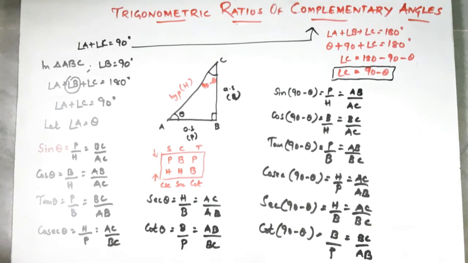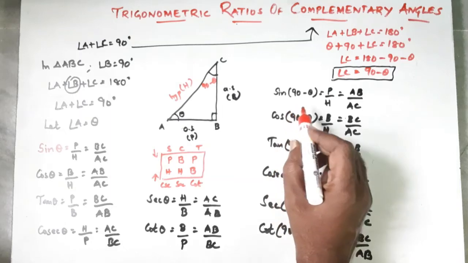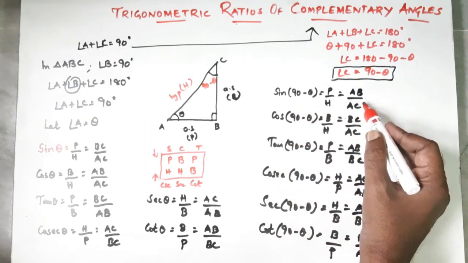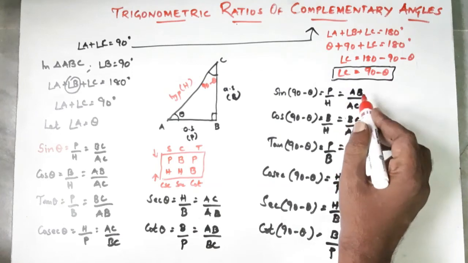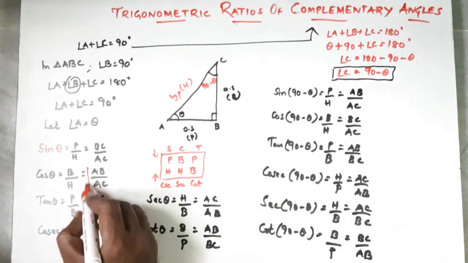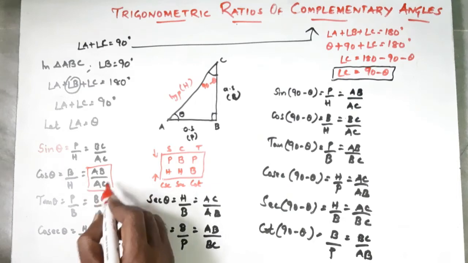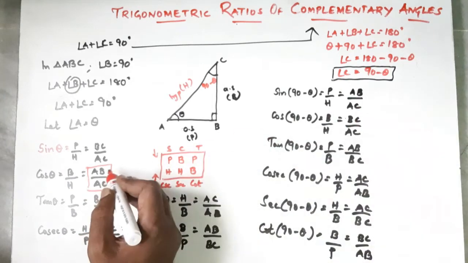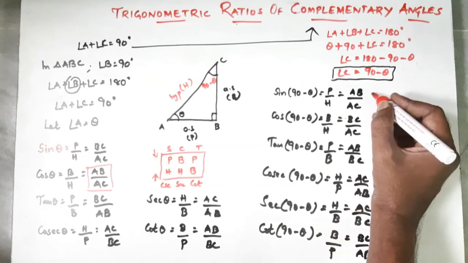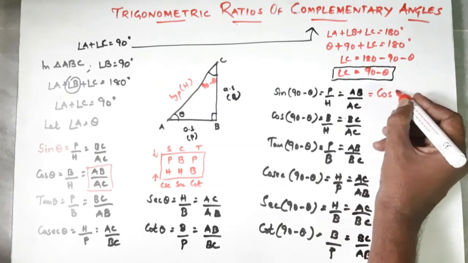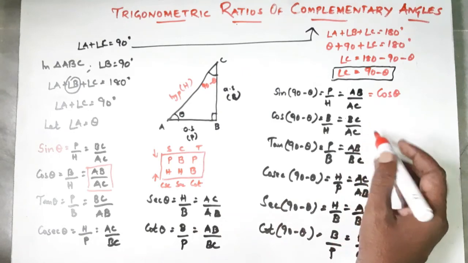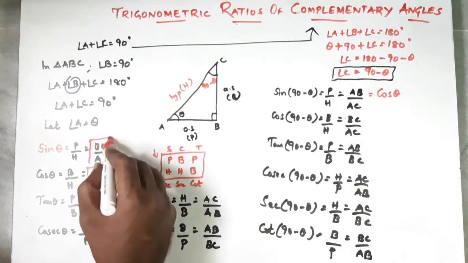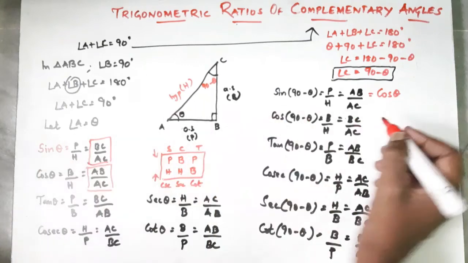Okay, now let us see here. Sine 90 minus theta is equal to AB by AC. Regarding theta, where is AB by AC? AB by AC means cos theta. Similarly, cos 90 minus theta is BC by AC, and here we are having BC by AC, that is sin theta.